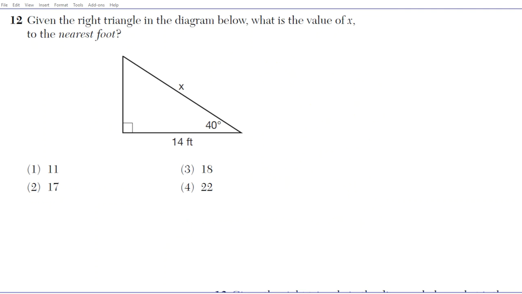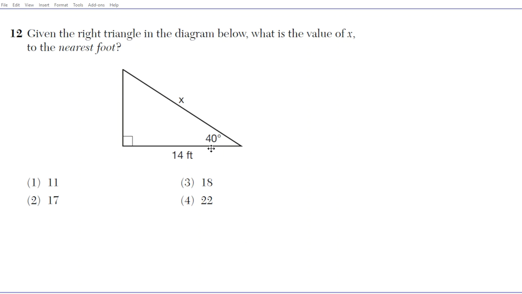Alright, for number 12 it says, given the right triangle on the diagram below, what is the value of x to the nearest foot? So we have a right triangle relating the measure of an angle to two sides. Anytime you have a scenario like this, the formula that you're going to use is captured by the acronym SOHCAHTOA. We know what that is. So which of the three trig ratios are we going to use? Sine, cosine, or tangent?